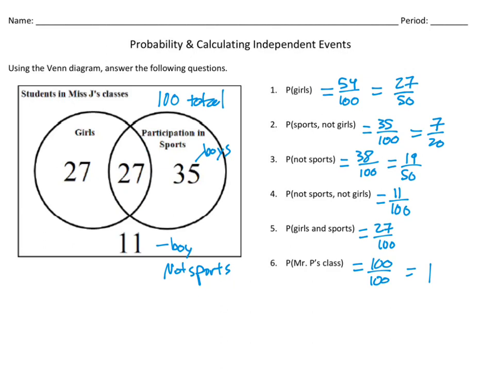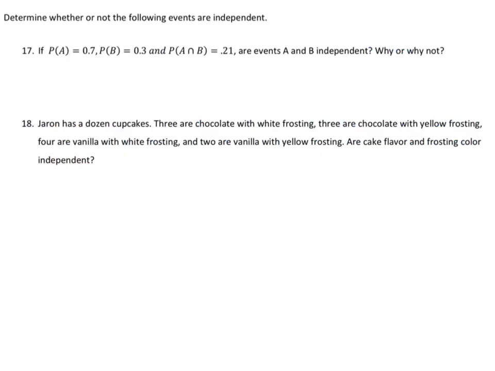Girls participate in sports. And the last one is just probability of Mrs. P's classes. Oh, wait, that says P. I got that wrong. Yeah, it says Mrs. P's class, and this is Miss J's classes. So none of these people are in Miss P's class, at least that we know of. And so we got 0. If you pick a person from Miss J's class, are they in Mrs. P's class? It appears to be no. And so there's that. Let's go on to the back side here. This is where we'll be talking about independence to review that for you.